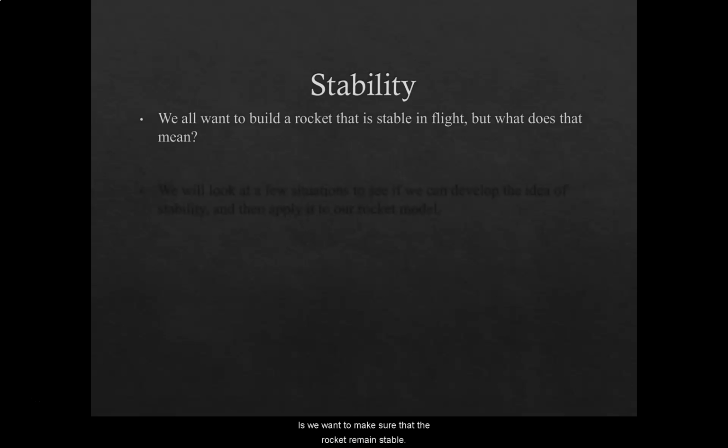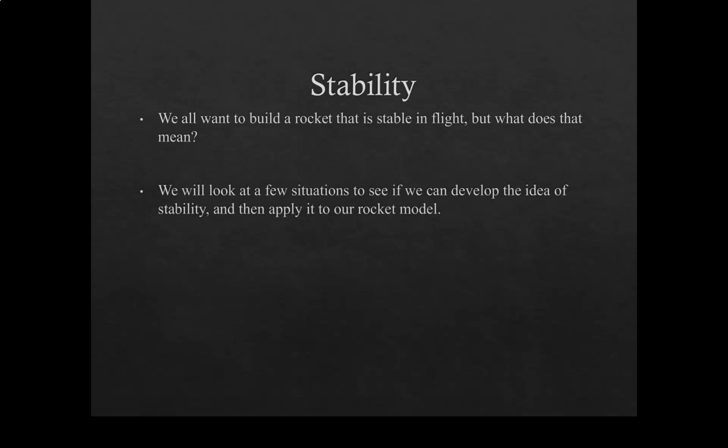So that's a little bit about the relationship between the thrust generated by a rocket engine and the weight of the rocket and how that affects the initial flight dynamics as the rocket is lifting off of the pad. Another factor that we wish to incorporate into our model of the rocket is we want to make sure that the rocket remains stable in its flight. But what exactly do we mean by a stable rocket? We're going to look at a few situations in order to see if we can develop the idea of stability, and from that we'll then apply it to our rocket model.